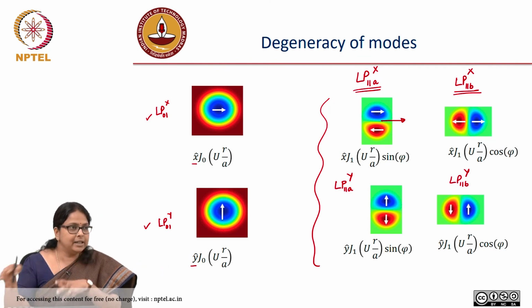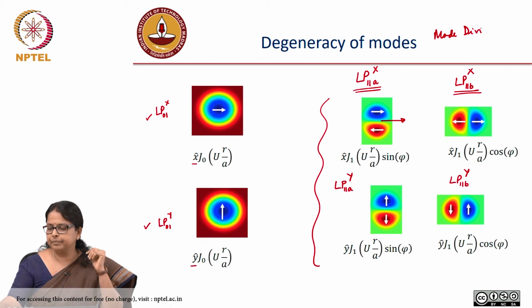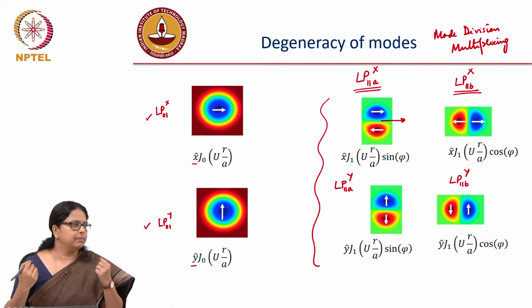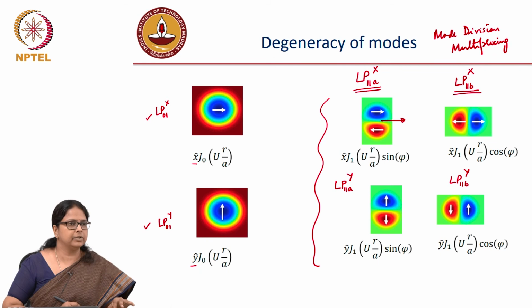mixing. Understanding the modes has become important because now we are doing what is called mode division multiplexing. Mode division multiplexing is a scheme where you use multiple modes to transmit independent data. It is not yet commercial, there are no commercial standards on it, but this is where the research is going to.